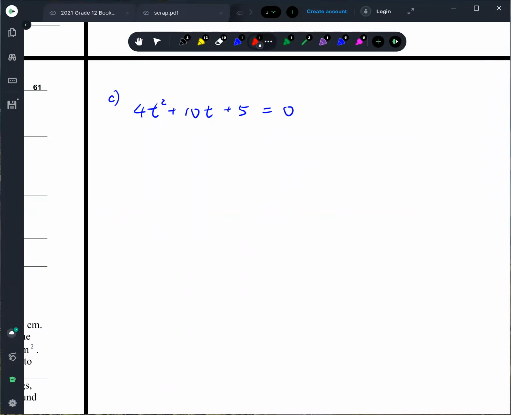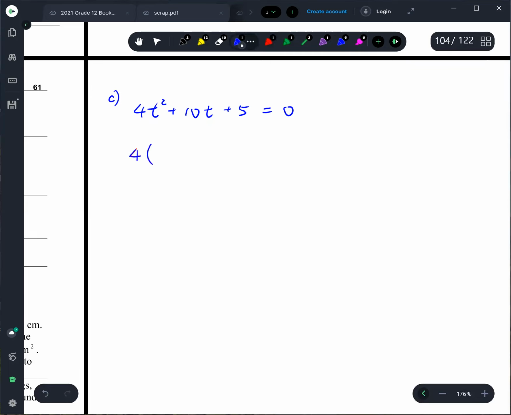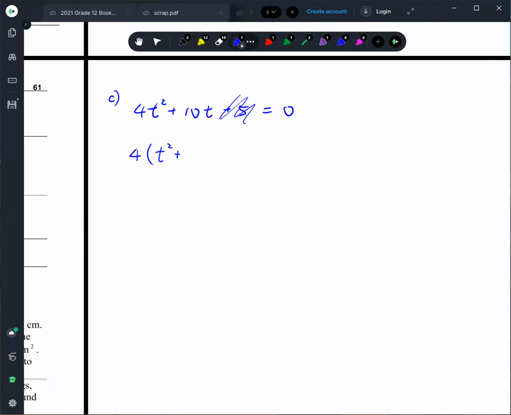Okay, so first we must make sure it's in general form, right? This one is already in general form, so we just complete the square. We factor the 4 out. The 5 you can ignore for now, pretend it's not there. So you take the 4 out, so t squared plus, what will be the new term after that?